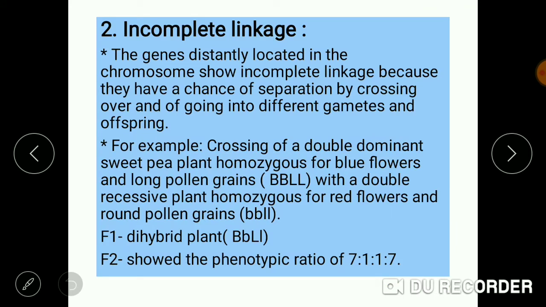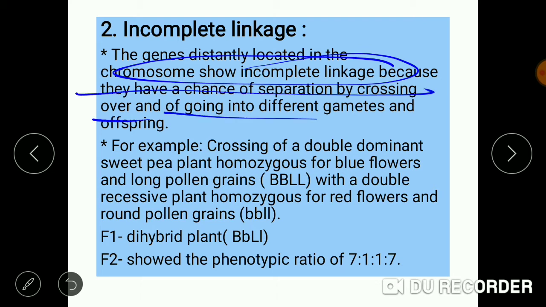Now we move on to another type of linkage, incomplete linkage. The genes which are distantly located in the chromosome show incomplete linkage, because they have a chance of separation by crossing over and of going into different gametes and offspring during the process of crossing over.